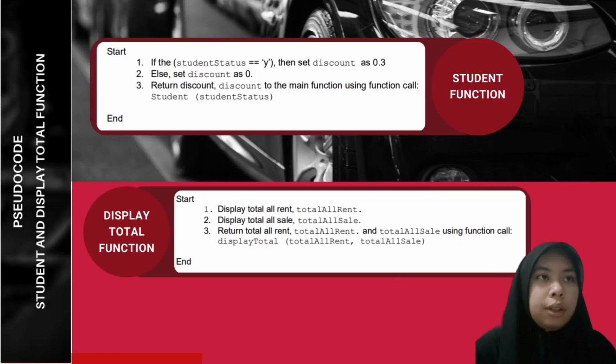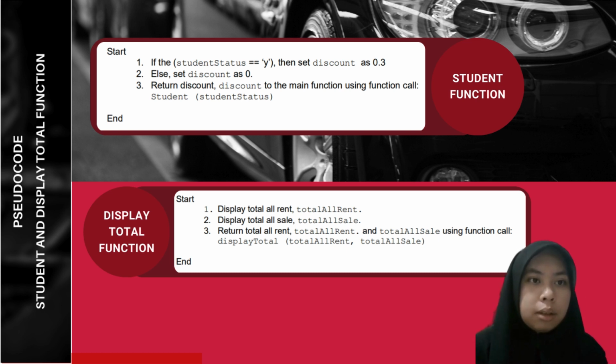The pseudocode for the student function will be, first, if the student status equals Y, then the discount will be set as 0.3. Else, the discount will be 0. Return the discount to the main function using the function call student in brackets student status. For the display total function, firstly, it will display the total all rent and the total all sale, and lastly, it will return the total all rent and total all sale using the function call display total in brackets total all rent and total all sale.